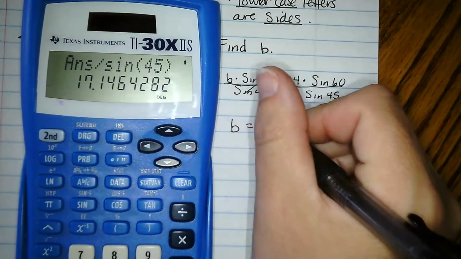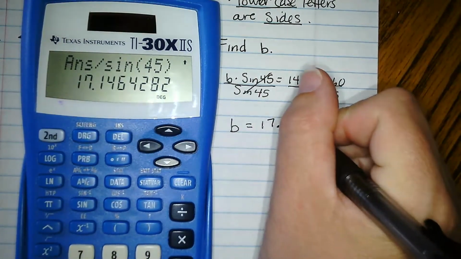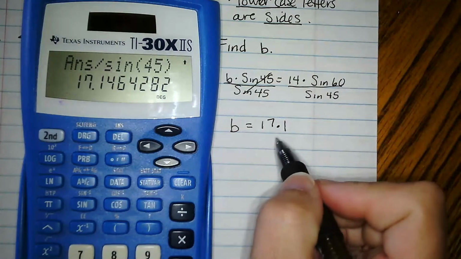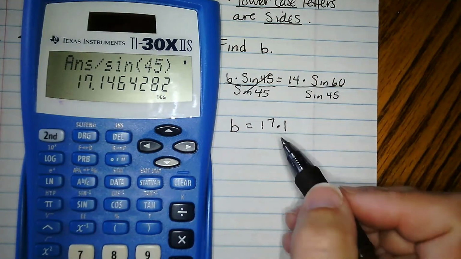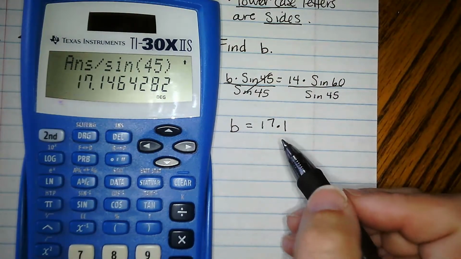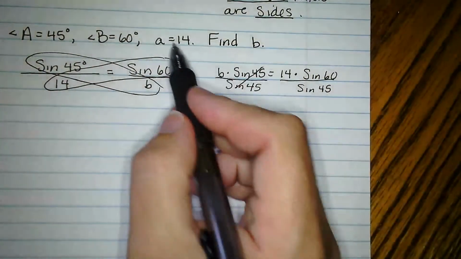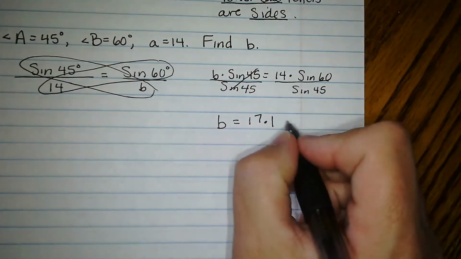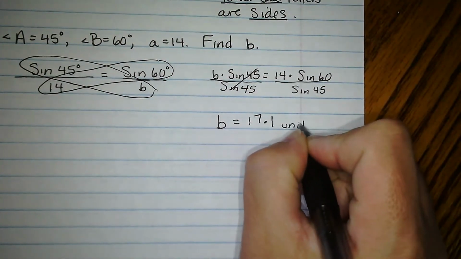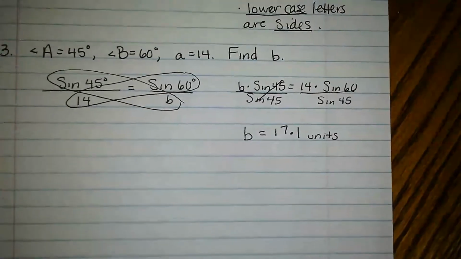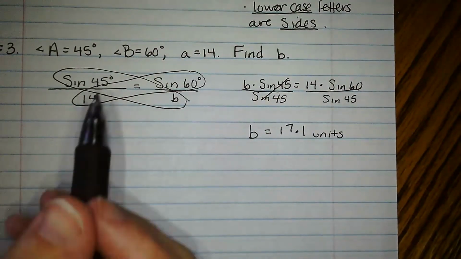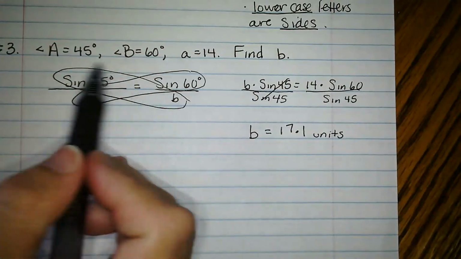And you should end up with 17.1. Now we're rounding these to the 10th place. So 17.1 would be your answer. They didn't give us any kind of increments, so we'll just put units is fine. And that's how you solve for a missing side using law of sines and proportions.